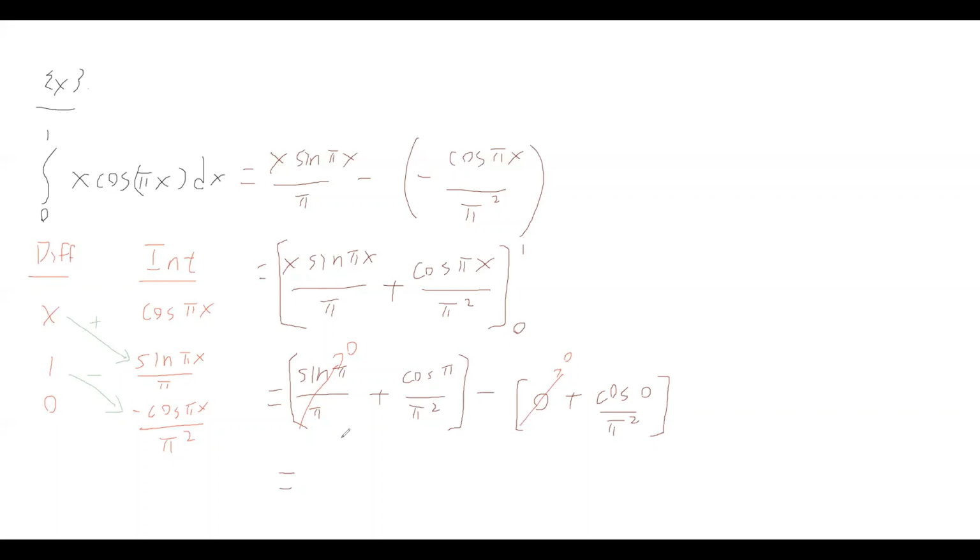And let's see what we have left. This is negative 1 over pi square minus cosine 0 is 1. It's 1 over pi square. And that is negative 2 over pi square. And that's your final answer.